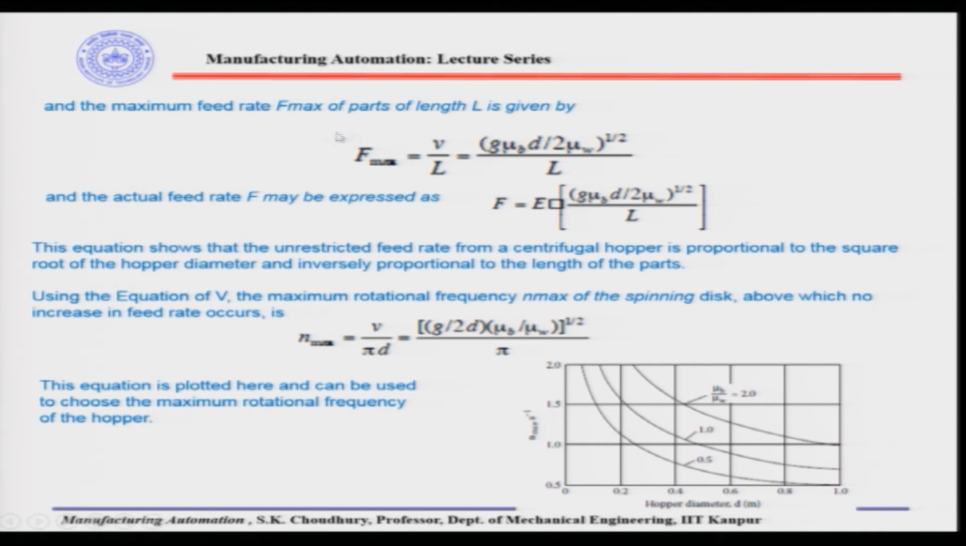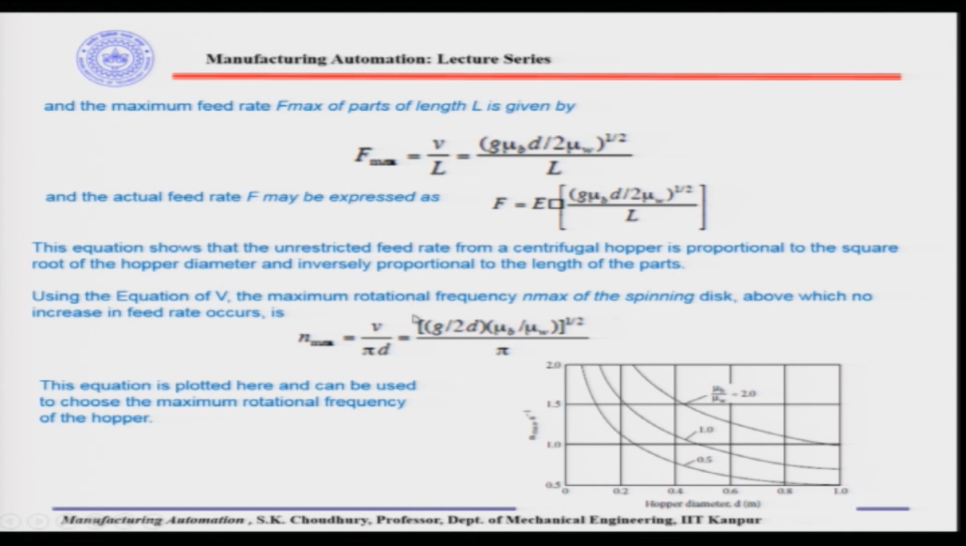Therefore, we said that the maximum feed rate is proportional to the velocity and inversely proportional to the part length. Now, the actual feed rate is given by multiplying this factor with the efficiency, because as we said once again, we do not get the maximum feed rate. This equation shows that the unrestricted feed rate is proportional to the square root of the diameter of the hopper and inversely proportional to the length of the parts.